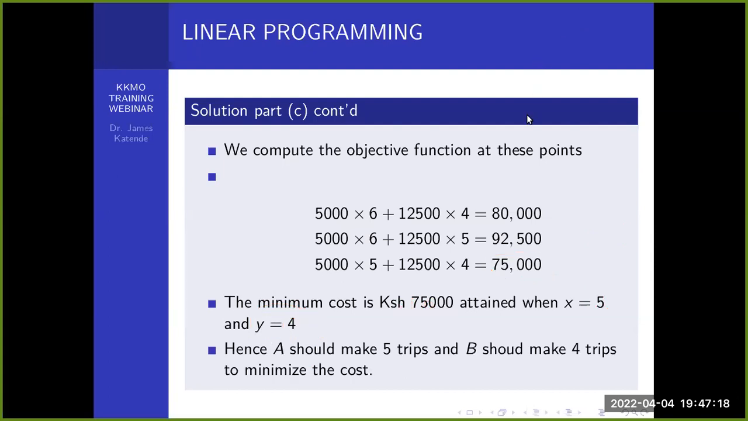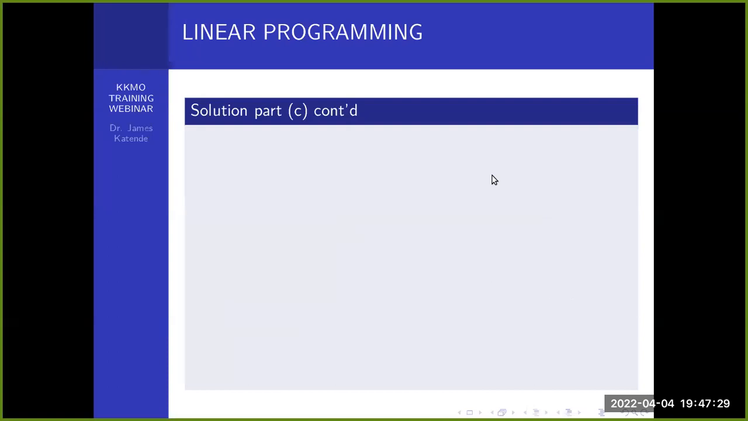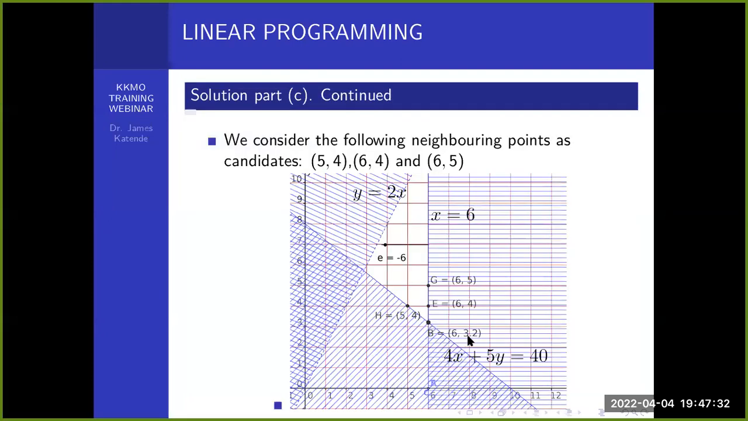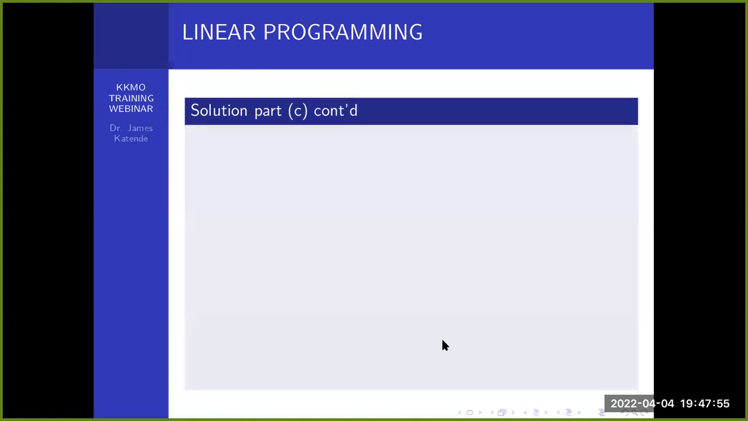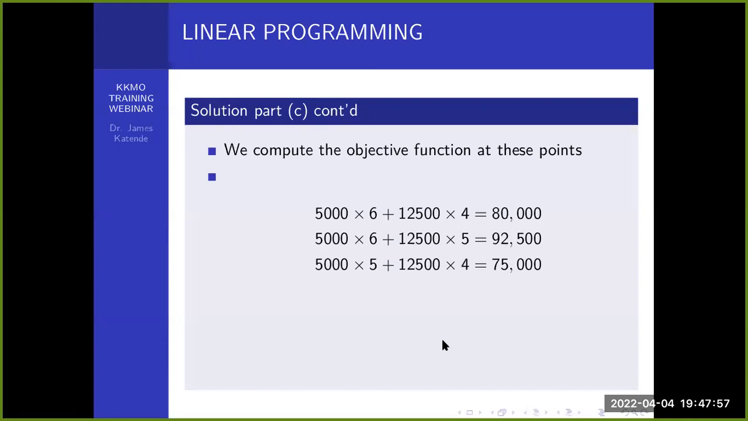There are other techniques. There's something called integer programming that is beyond the scope of this talk, but integer programming will give you integer solutions to such a problem. Then you will not have to worry about these fractional points, like 3.2. But for now, the best you can do is the boxing: look at the neighbors around the optimal point, and evaluate the objective function at those points and pick which one gives you the minimum value for the objective function in this case.